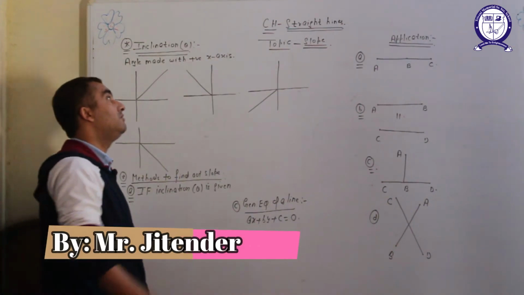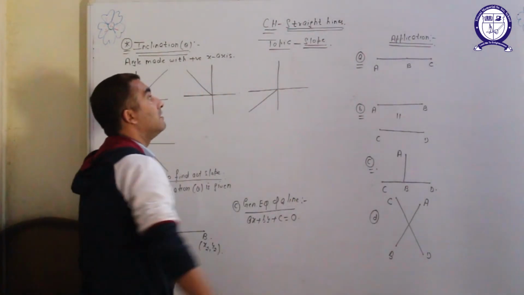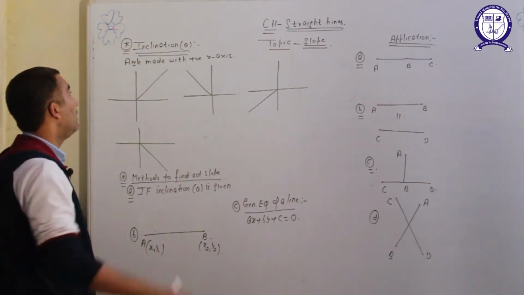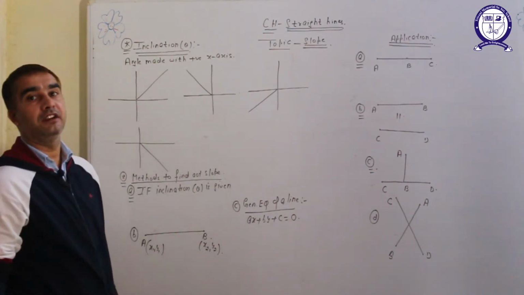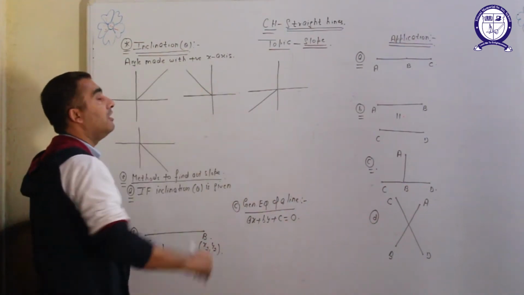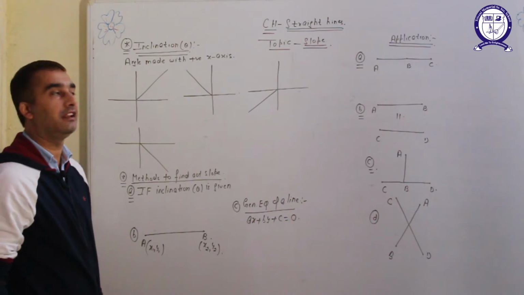Today our topic is chapter straight line, and the topic is slope. First of all, let's get familiar with some terms. Inclination is represented by theta. What is inclination? The angle made with the positive x-axis is known as inclination.